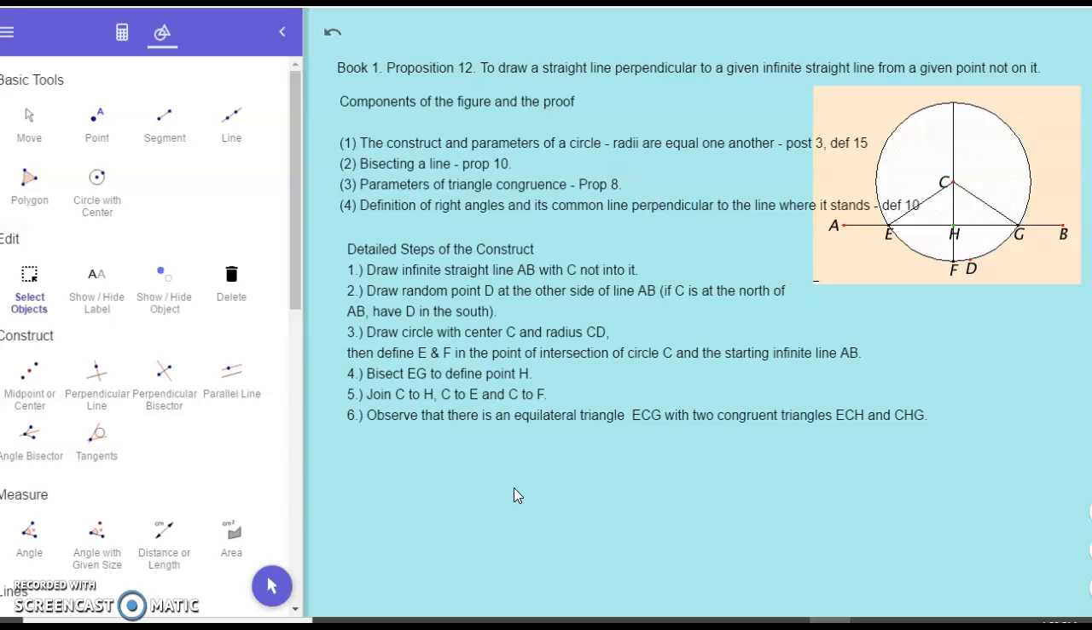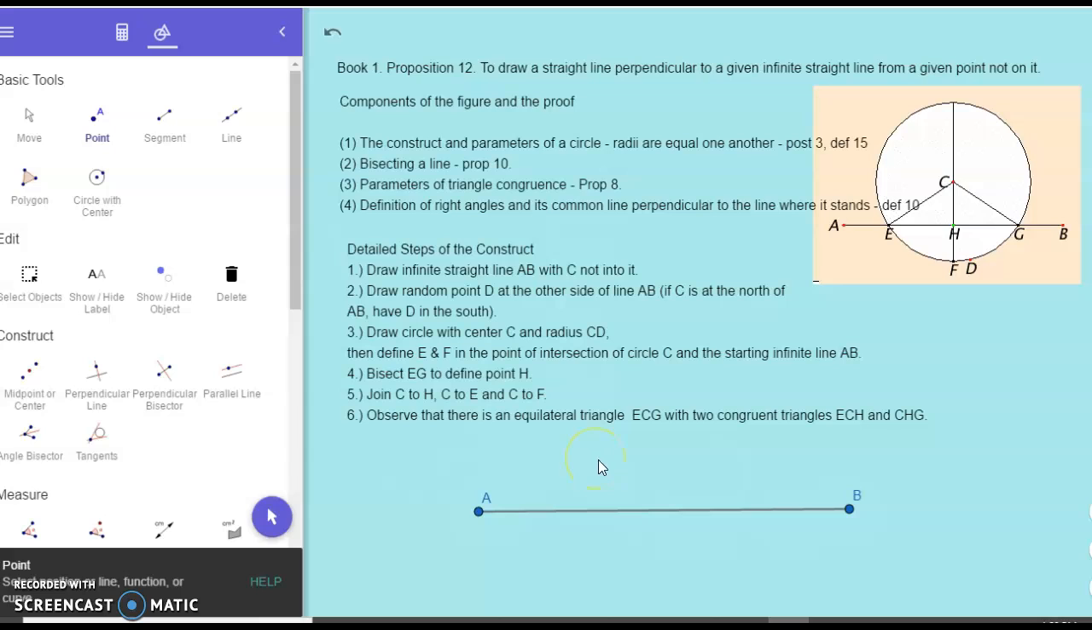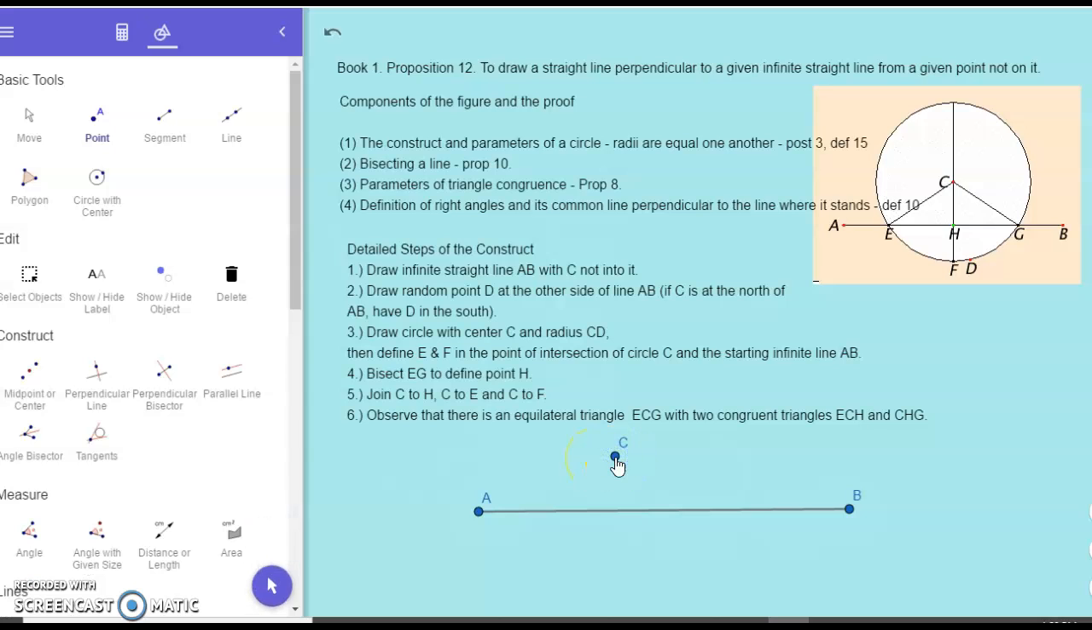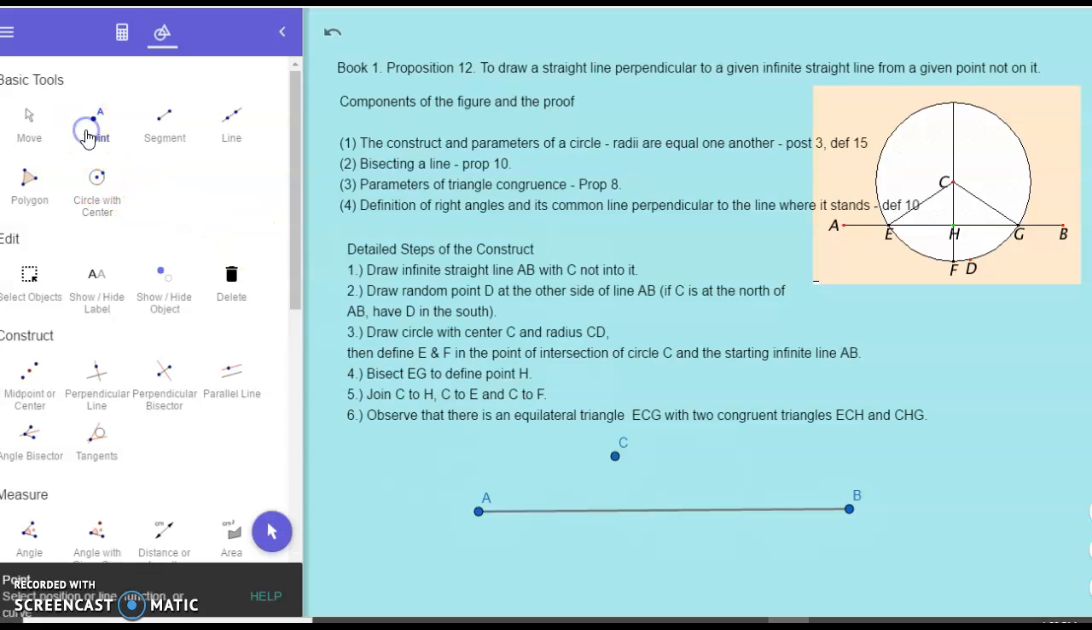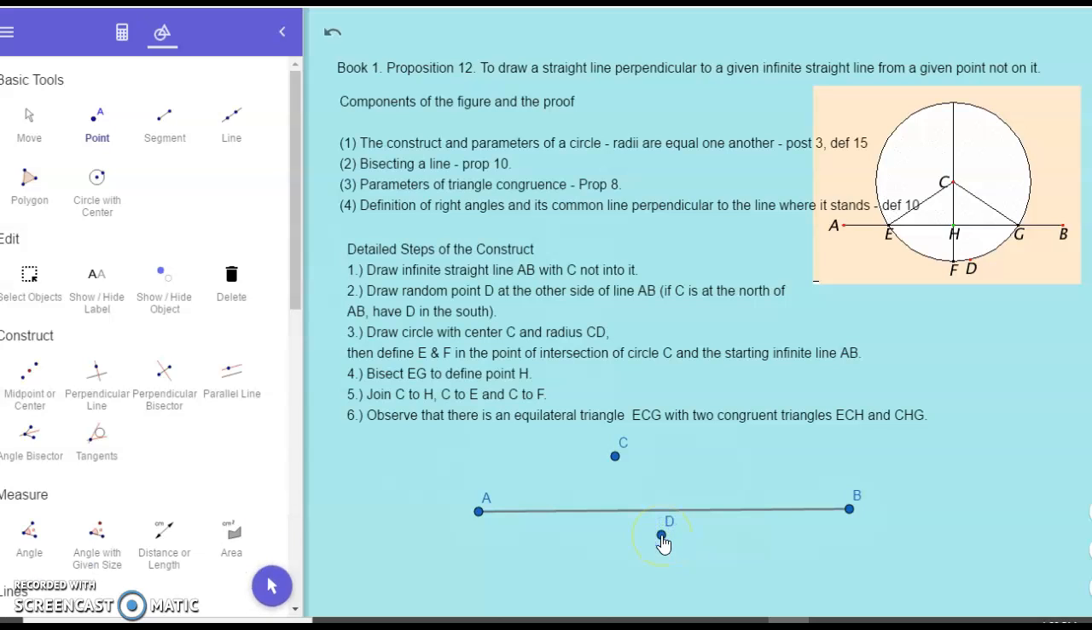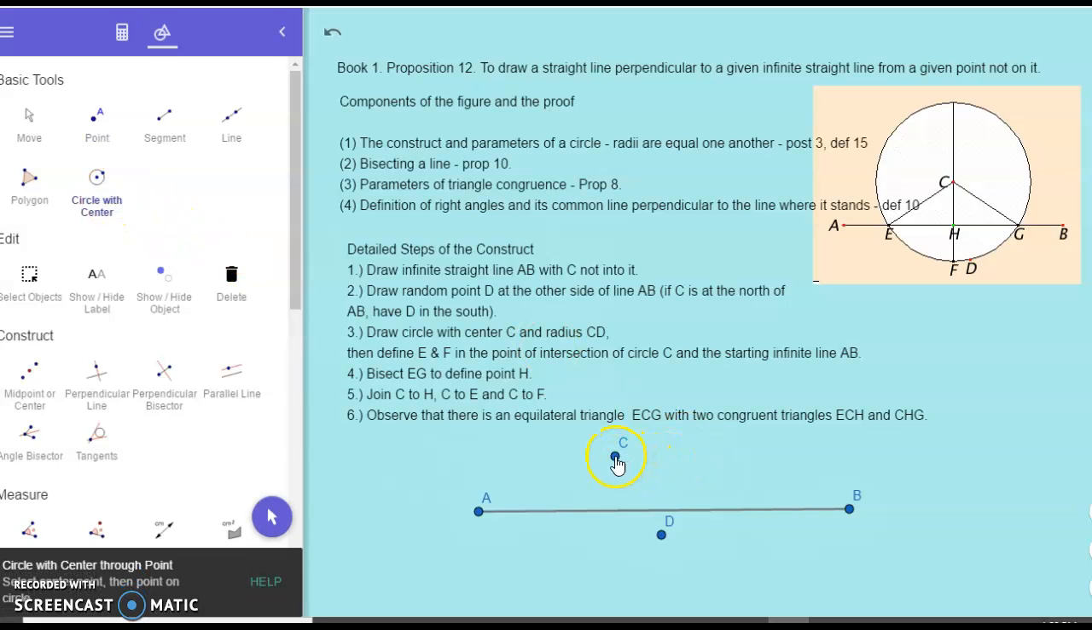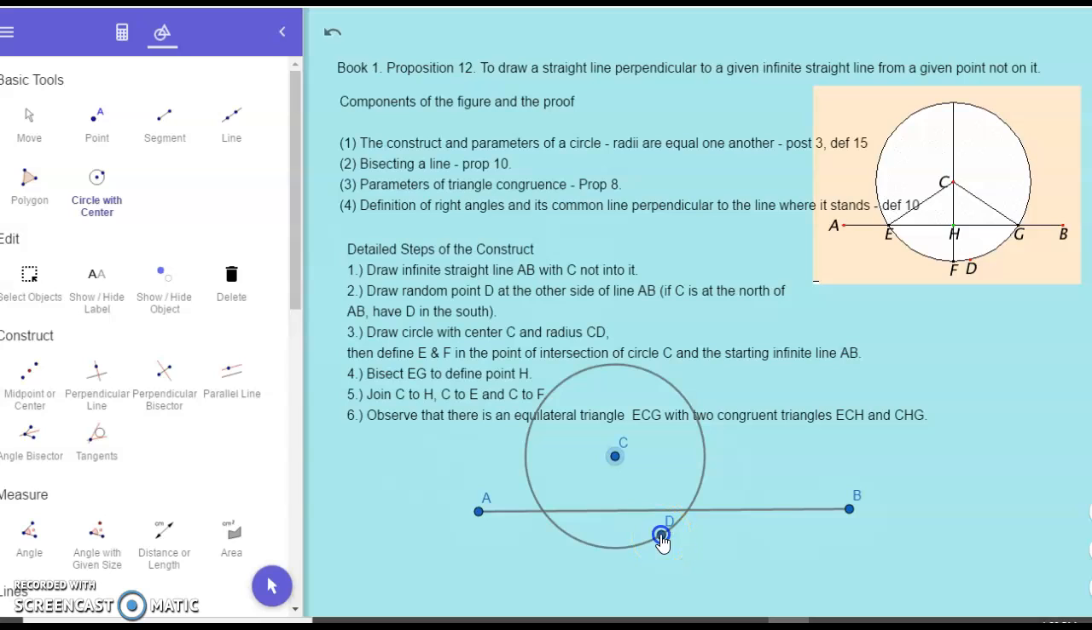Okay, so let's now proceed to the construction of the figure. Let's do it together by following these steps. The first one, we'll draw the initial line AB. And we are going to have point C not on the line, at the northern part of AB. And we will also have point D at the southern part of AB, at the other side of AB. And we will now draw circle C with radius CD. Okay, there you have it.